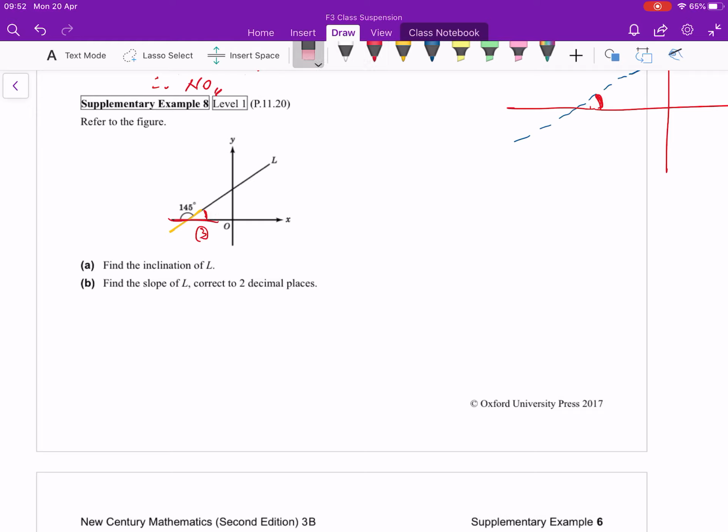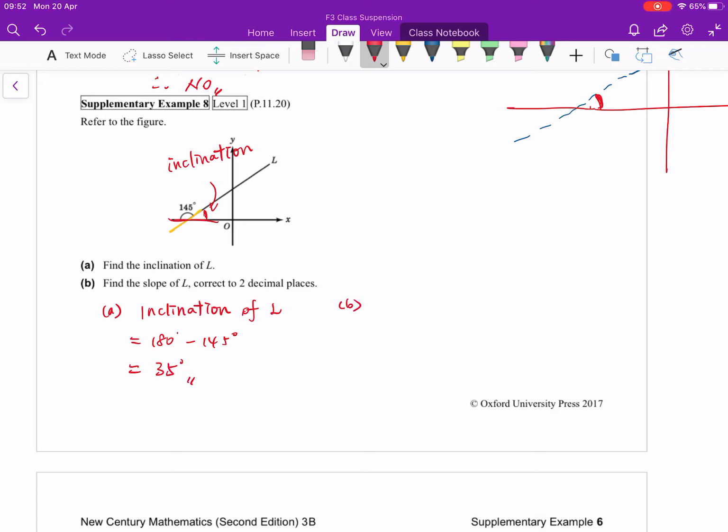Let me cross out the others. So this is the inclination. After you find out the correct position of inclination, you can tell me the answer for part A, because this is easy to calculate, so I don't let theta. Inclination of L equals to 180 minus 145. So this is 35 degree.